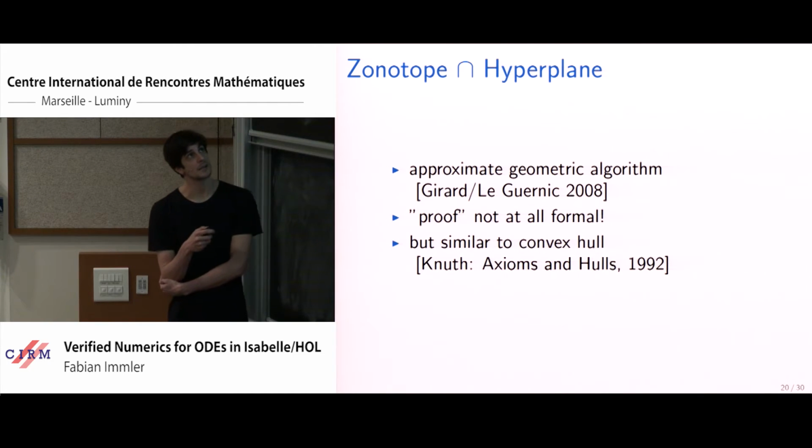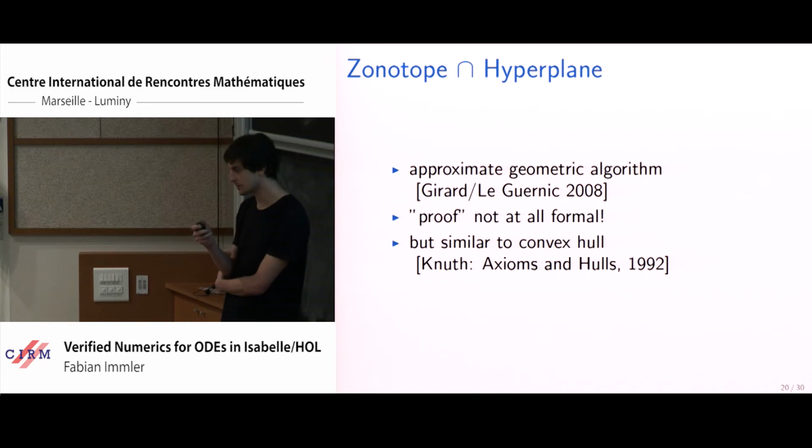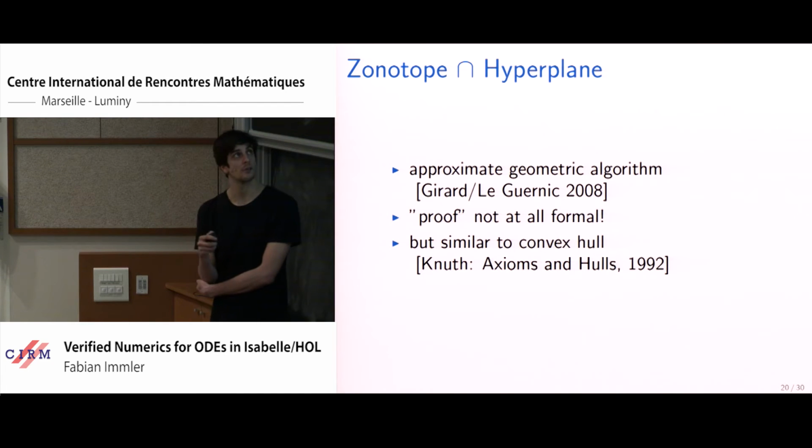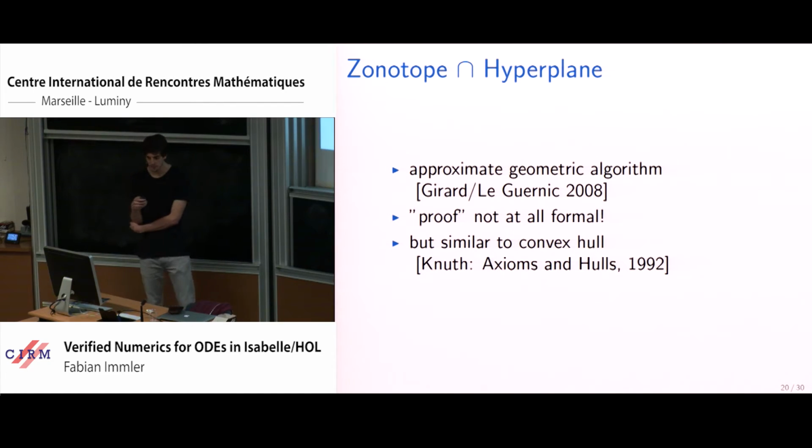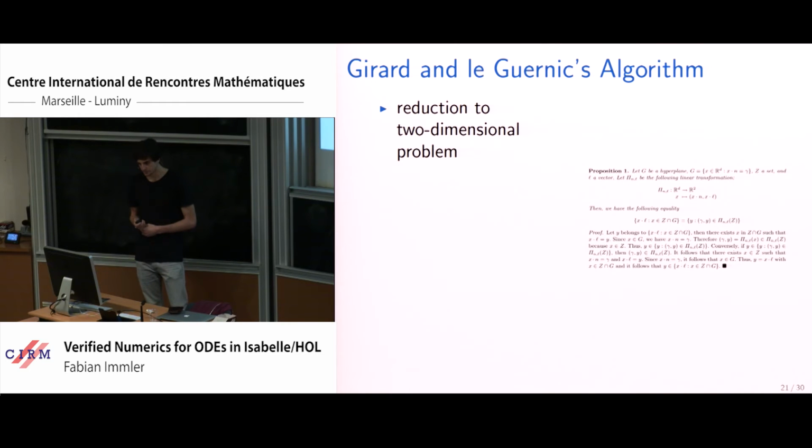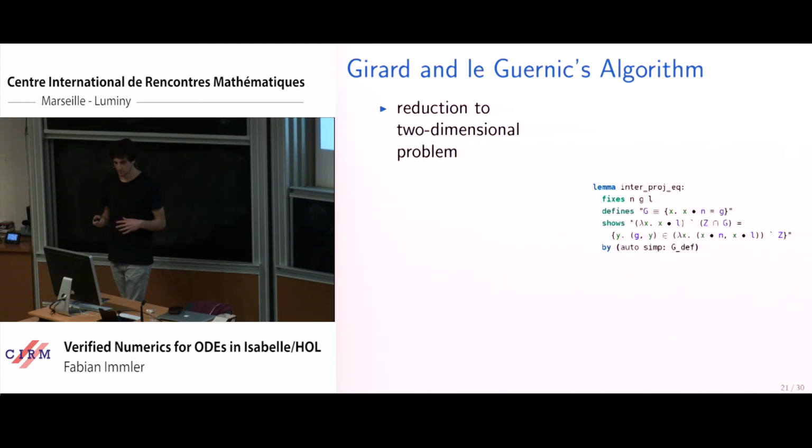But the good thing is that the basic idea of this algorithm is quite similar to convex hull computations, which have been studied by Knuth a long time ago, who gave a formal system for how one can, more or less algebraically, reason about geometric problems or geometric algorithms. So how does the algorithm work? First of all, the problem is reduced to a two-dimensional problem, to the intersection of a two-dimensional zonotope with a line. This reduction is done in the paper with a quite verbose proof. Proving this reduction in Isabelle goes automatically.